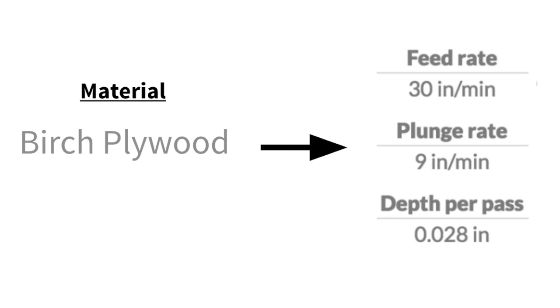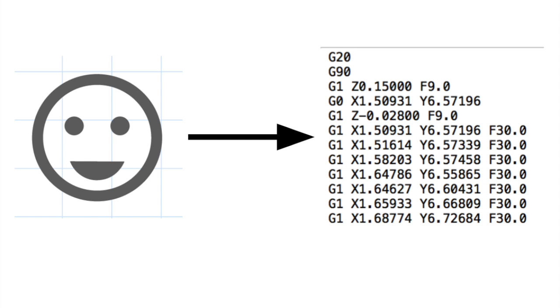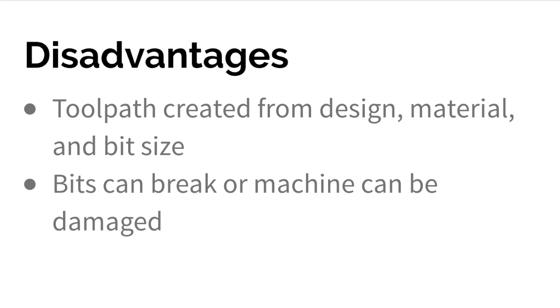A disadvantage of a CNC is that you have to know some information about the material you're cutting to control the speed the machine is moving. Unlike a 3D printer that just takes in an STL file then adjusts the settings based on the printing material and the resolution you want, a CNC needs a special toolpath file generated from your design. If things are not set up properly, you can break the bit or damage the machine.